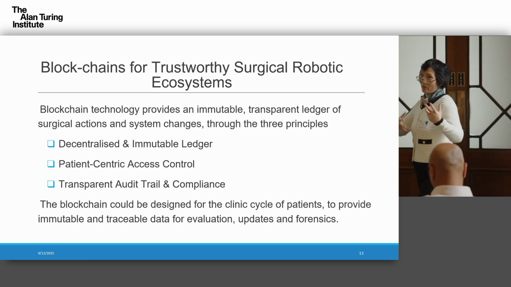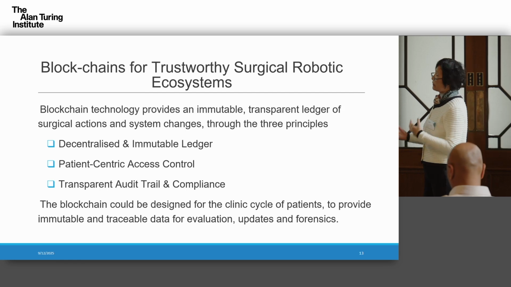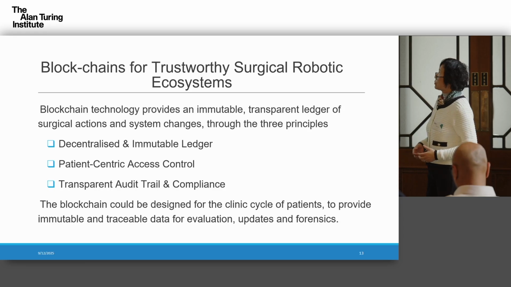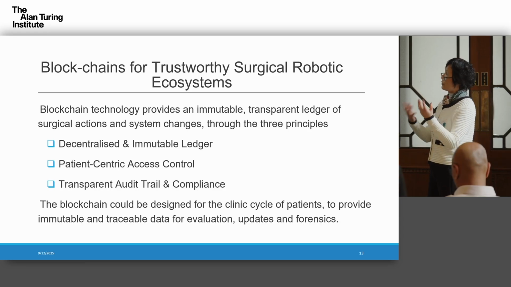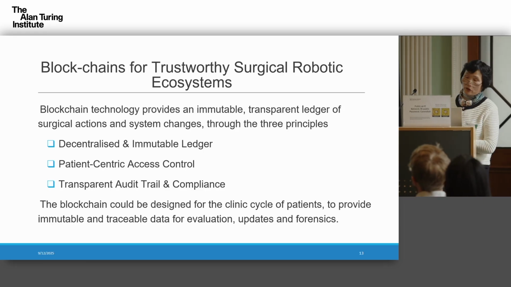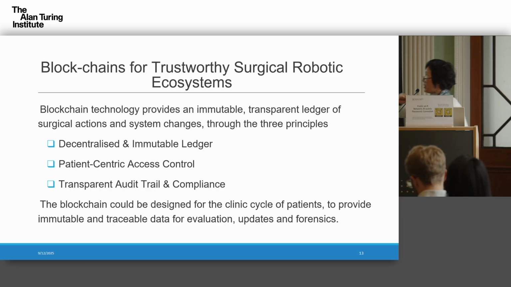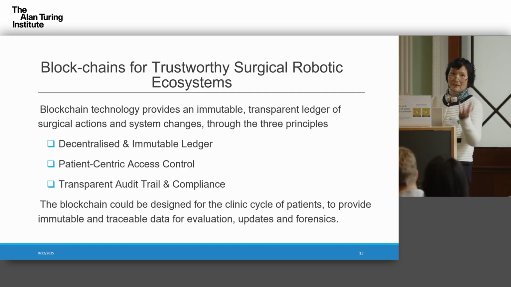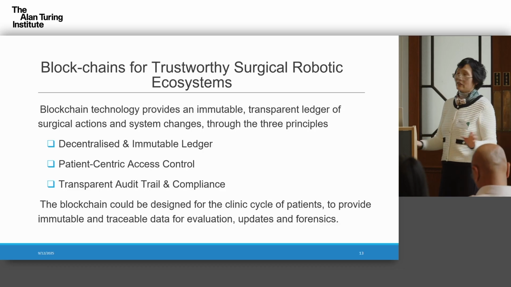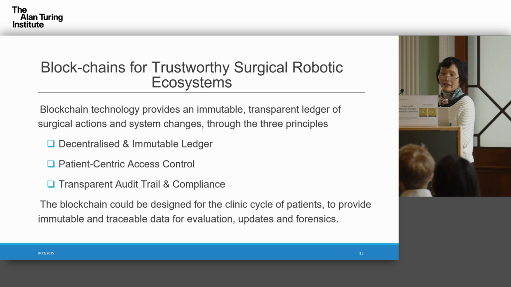Everybody knows blockchain is for cybersecurity, providing an immutable, transparent ledger of surgical actions and system updates through three principles: a decentralized, immutable ledger, patient-centered access control, and transparent audit for compliance. So blockchain could be designed for the ethical clinical cycle of patients, to provide immutable and traceable data for evaluation, updates, and forensics. So this is the second insurance.